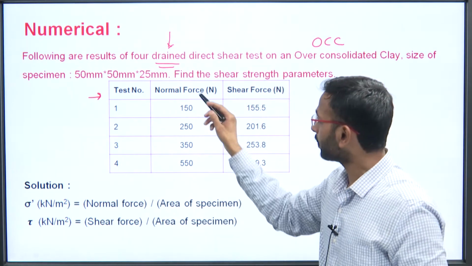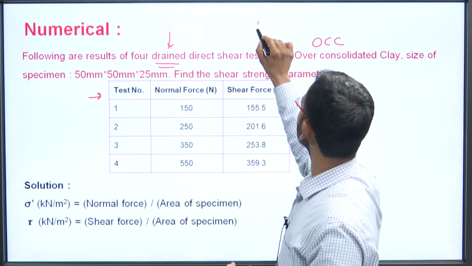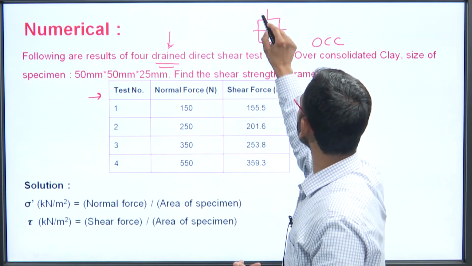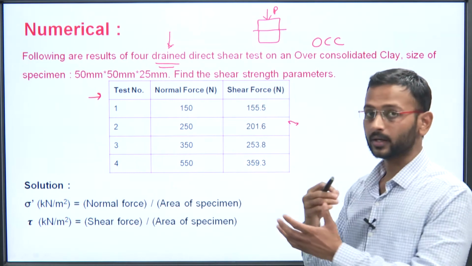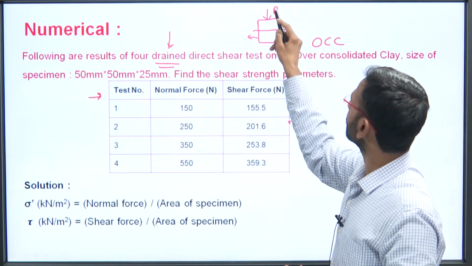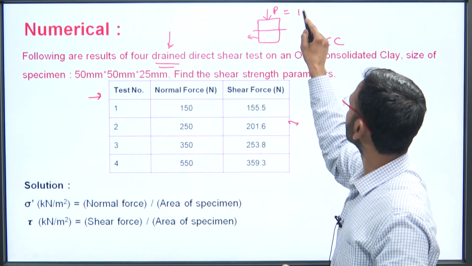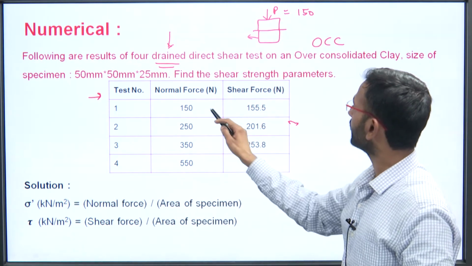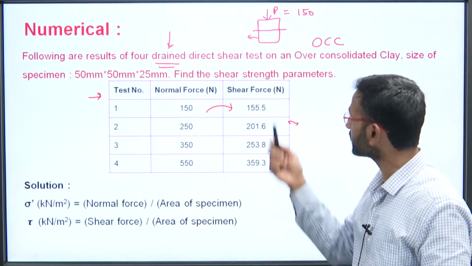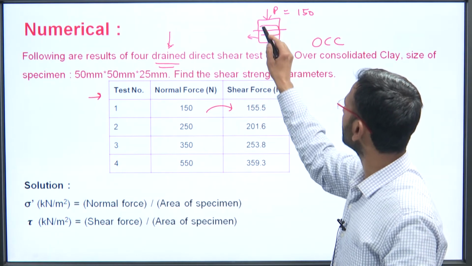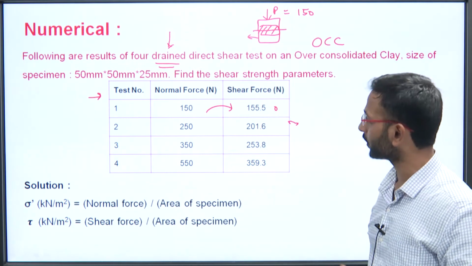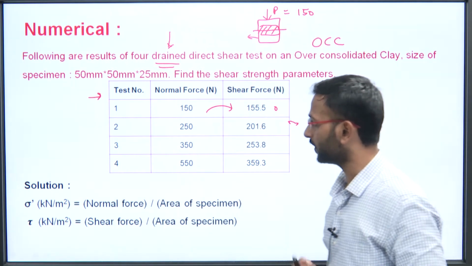And what happens when you apply the normal force on this, let us say if this is a shear box, okay, this is the shear box here, and you apply the normal force P. When you move this, you will observe that when P is, let us say, 150 in the very first case, then what is the shear force which is causing the failure of the soil sample? At 150, they observed that the soil fails in shear on applying a force of 155.5 Newton.